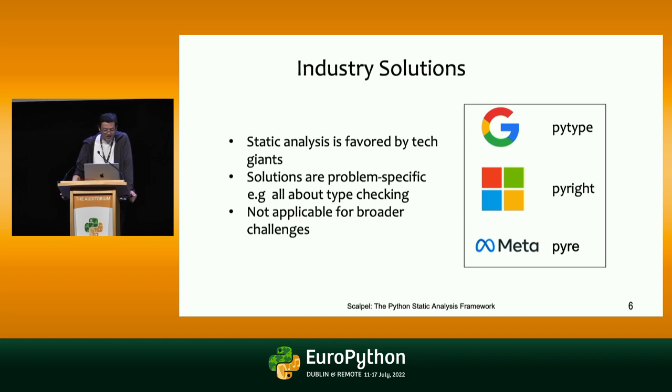Talking about analysis, we can summarize that all the major tech giants offer static analysis tools. For instance, Pytype, Pyright, and Pyre, P-R-E, by Google, Microsoft, and Facebook or Meta. These solutions are basically about a specific problem. Let's say that the three tools I've listed here are about type checking and type inference. So this is not applicable for broader challenges such as dependency analysis.